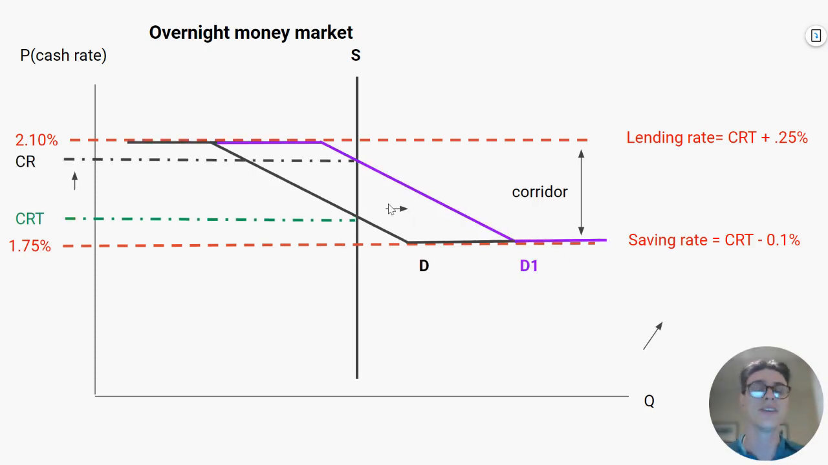So what happens if there is an increase in demand, maybe something to do with the banking sector? If there's an increase in demand for ES balances from the overnight money market, demand shifts to the right. And you can see that the new equilibrium, the new cash rate, is actually above the target cash rate. And that's okay. Remember, the RBA can't control the actual cash rate. They have a target, but the actual cash rate can be anywhere within this corridor.